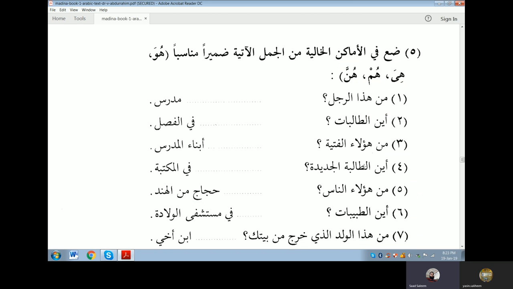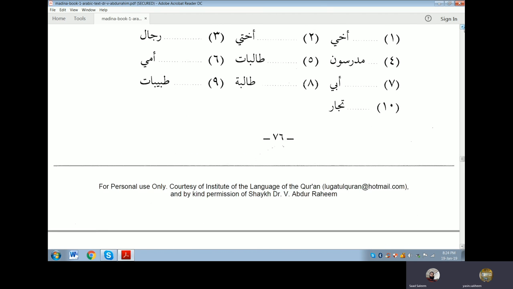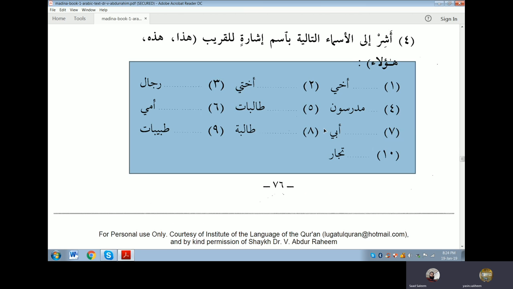Next we have: Afrin amakin al khalia min al jumal al atiya zamiran munasiban. Put in the following blanks of the following sentences the proper pronoun. Huwa, hiya, huma, hunna. These four are pronouns. Huwa means he, hiya means she, hum means they, and hum is used only for masculine. Hunna means also they, but hunna is used only for feminine. So, okay. Last question is also your homework. Fill all these blanks and send me so that I can check.